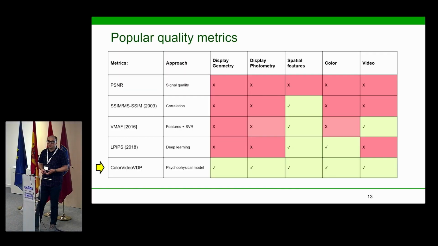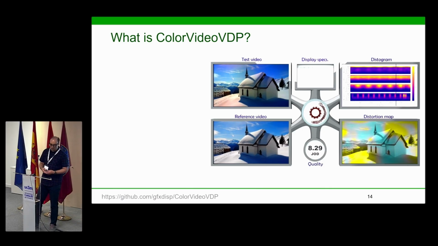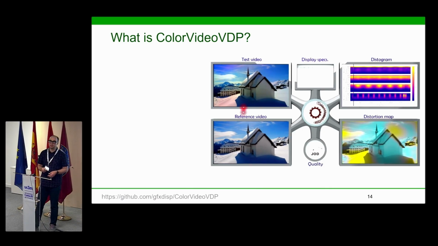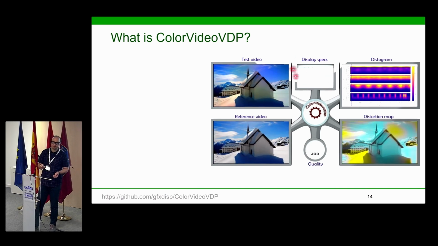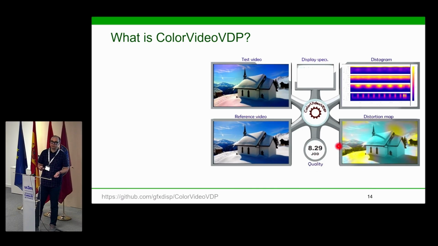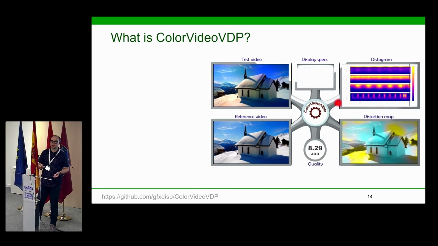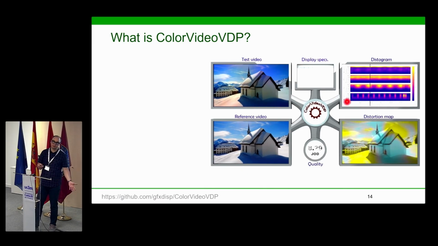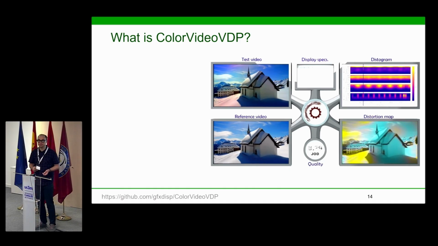So with ColorVideoVDP, we wanted to obviously tick all those boxes and deliver a visual metric that addresses those shortcomings. So what is ColorVideoVDP? It's a full reference quality metric that takes as input test and reference images or videos. Could be high dynamic range, could be low dynamic range. We also take as input display specification. And then we can produce three outputs: single value quality scores, but also spatial distortion maps telling you where those distortions are most visible, and also a histogram, which is essentially a spectrogram of distortions over time. So you can analyze in which frequency bands those distortions are the most visible.